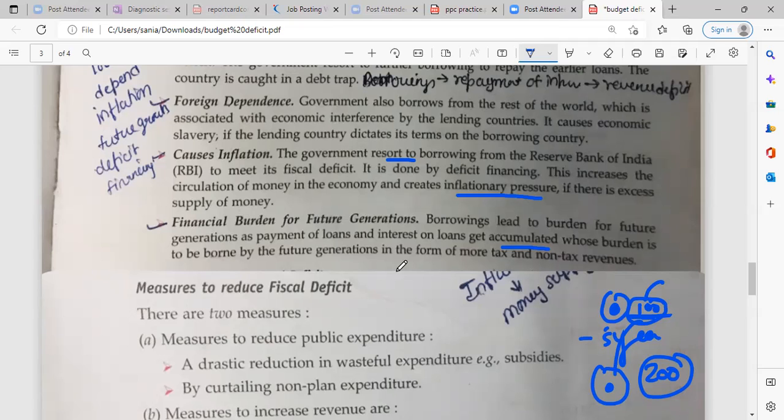So because of fiscal deficit, this problem of financial burden for future generation takes place. Though this government didn't do anything, they never even expended more, nothing. But because the earlier government took the loan, they have to pay the loan now. Okay, clear?